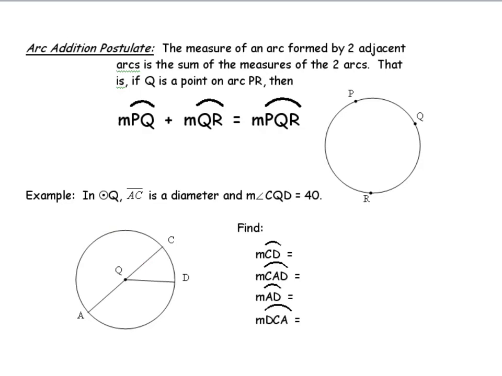So in our case here, we've got arc PQ. That's the smaller arc. That's a minor arc. If I add it to the minor arc of QR, shouldn't I get the measurement for the whole entire arc PQR, the major arc?